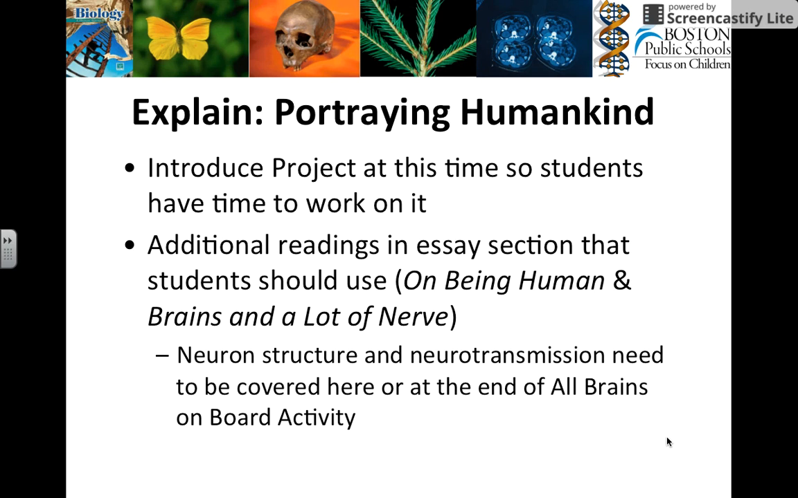There's also 2 readings that go along with this. On Being Human, which helps provide some characteristics they could choose, and then Brains and a Lot of Nerve, which is all about neuron structure and neurotransmission. So you actually do need to do a lesson on that. I typically get the computers or the iPads and have students do an online animation so they can visualize what's happening in those neurons, and it's at the pretty basic level here.